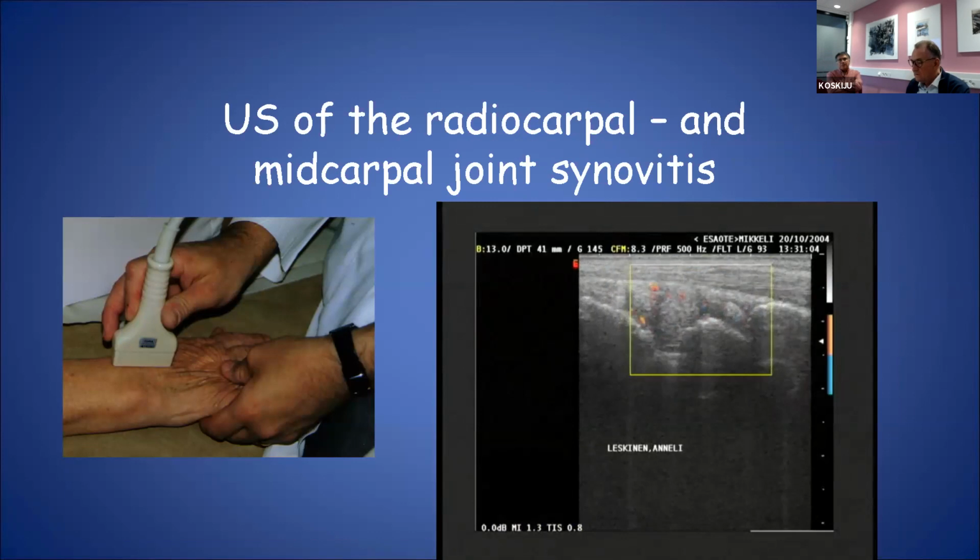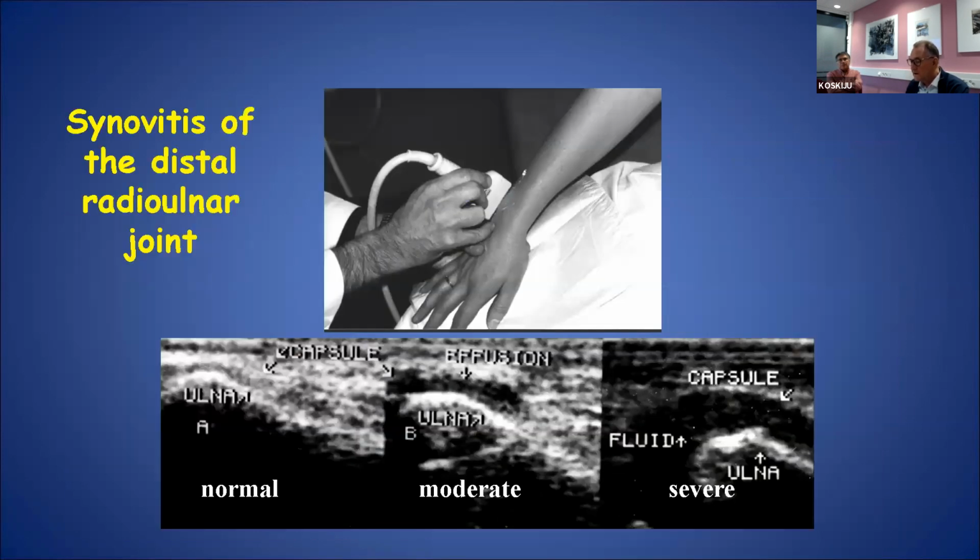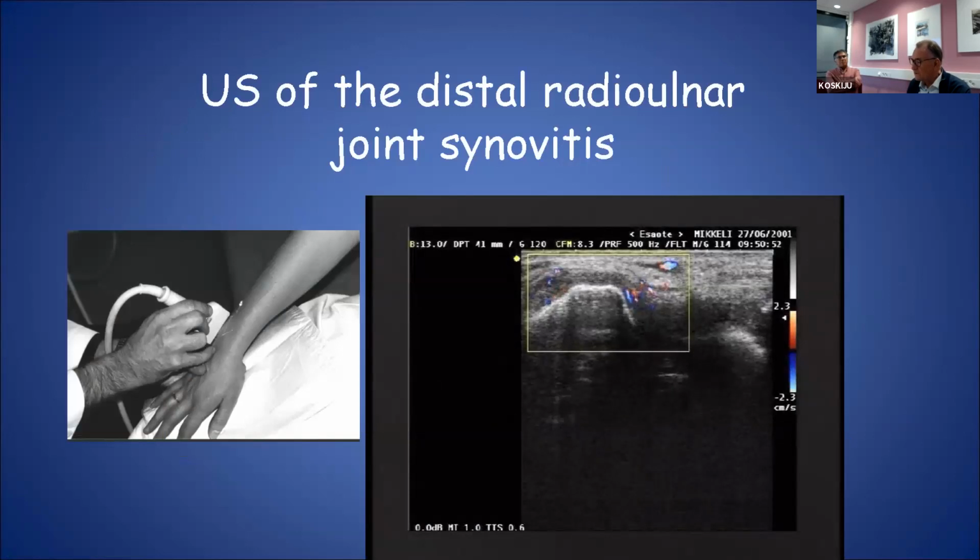And then we have the distal radioulnar joint. You put the probe on the ulna. If there is no fluid, you see this kind of image with a very old machine. But anyway, you see the point. Here is some fluid, a little bit more fluid. And with newer machines, you see widening of the joint space with Doppler signal. Here, the transducer is on the distal ulnar head.